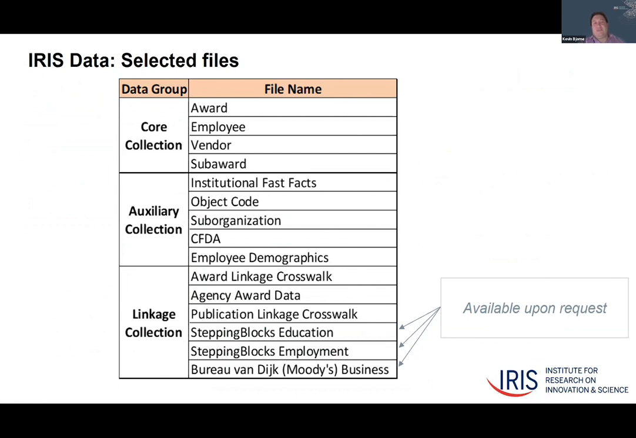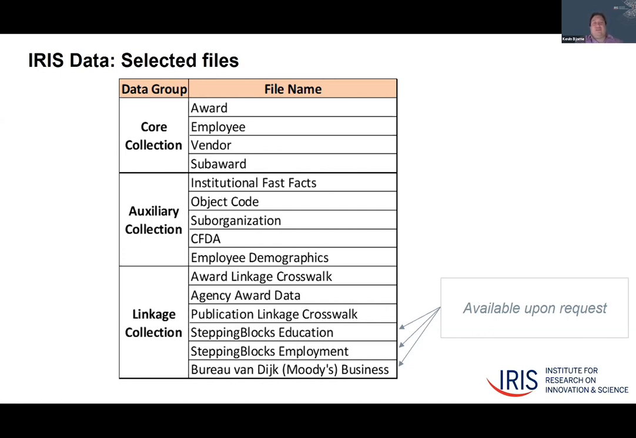So this right here is a basic overview of the data sets that we make available inside the enclave. There is what we call the core collection, which covers the administrative data that I just mentioned, award data, employment data, vendor and subaward data. And keep in mind, this is all for the research enterprise that's taking place on your campus. For example, we have student data, but it's only for students that have been identified as having worked on research projects at your university, so not all students.